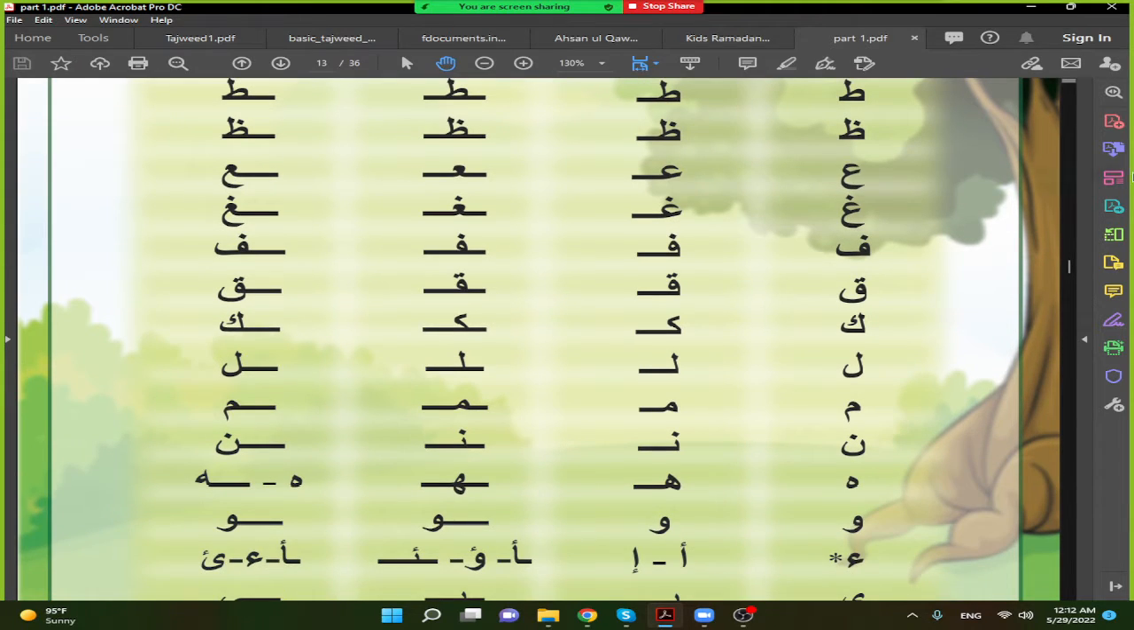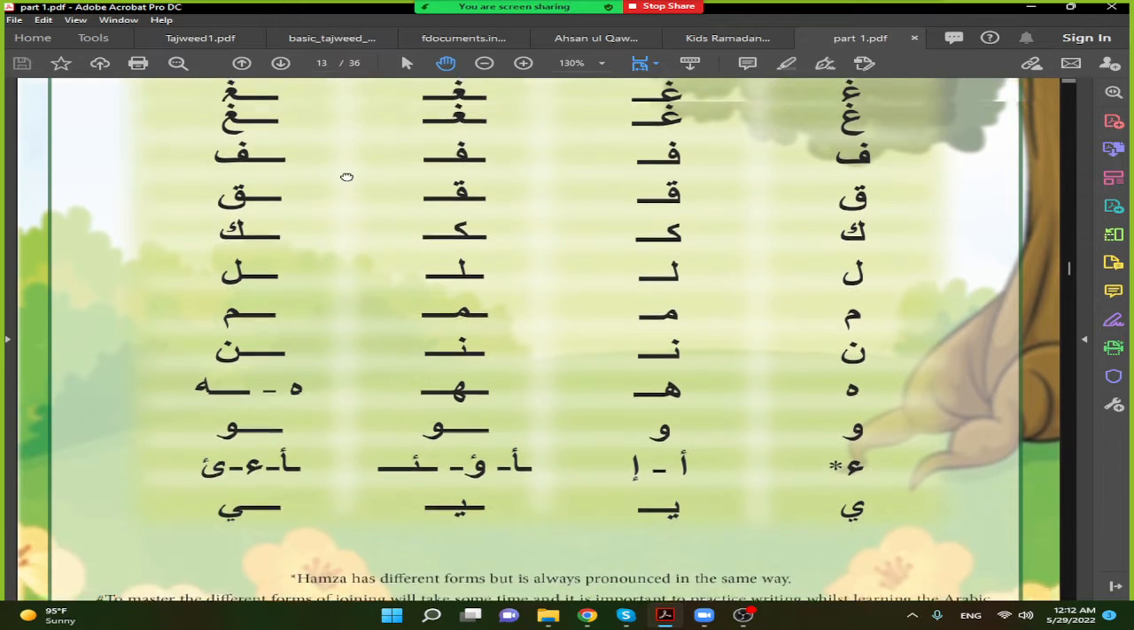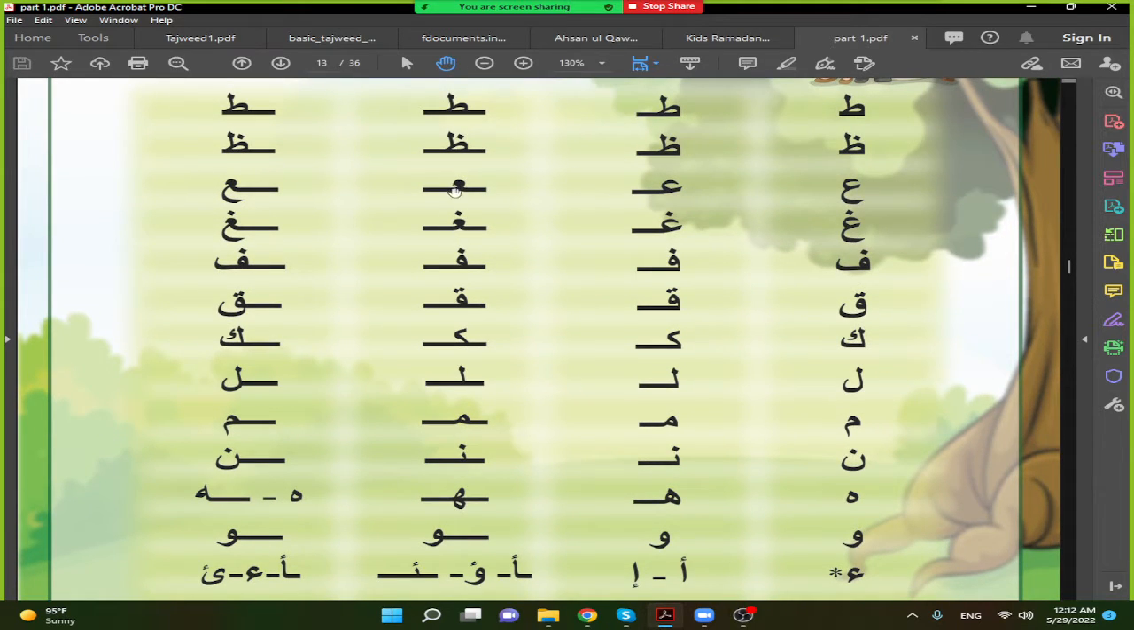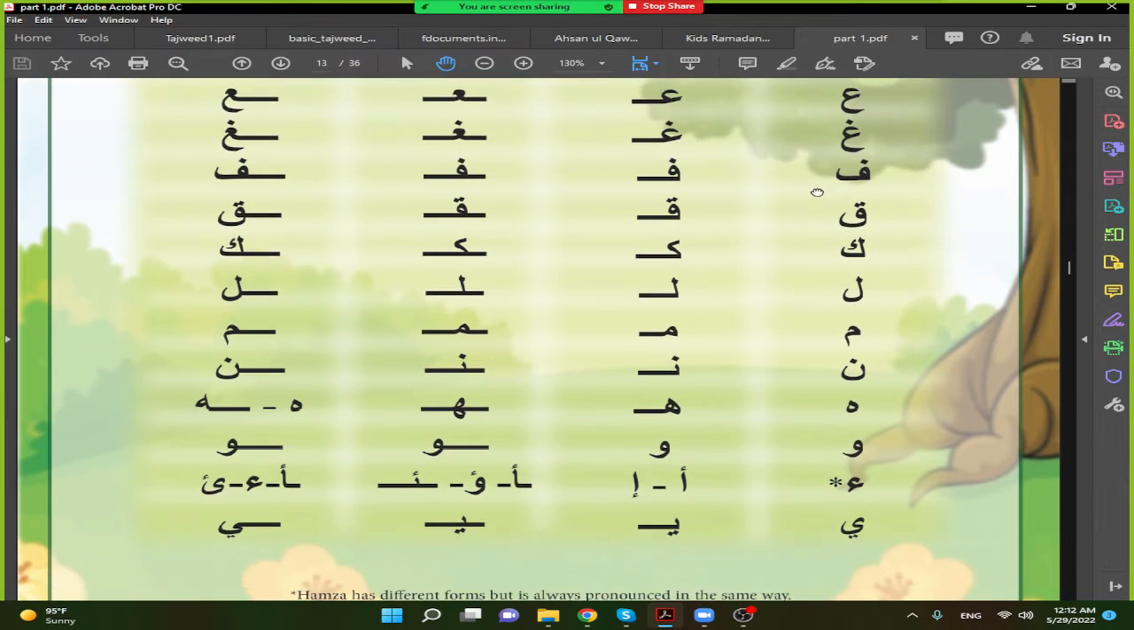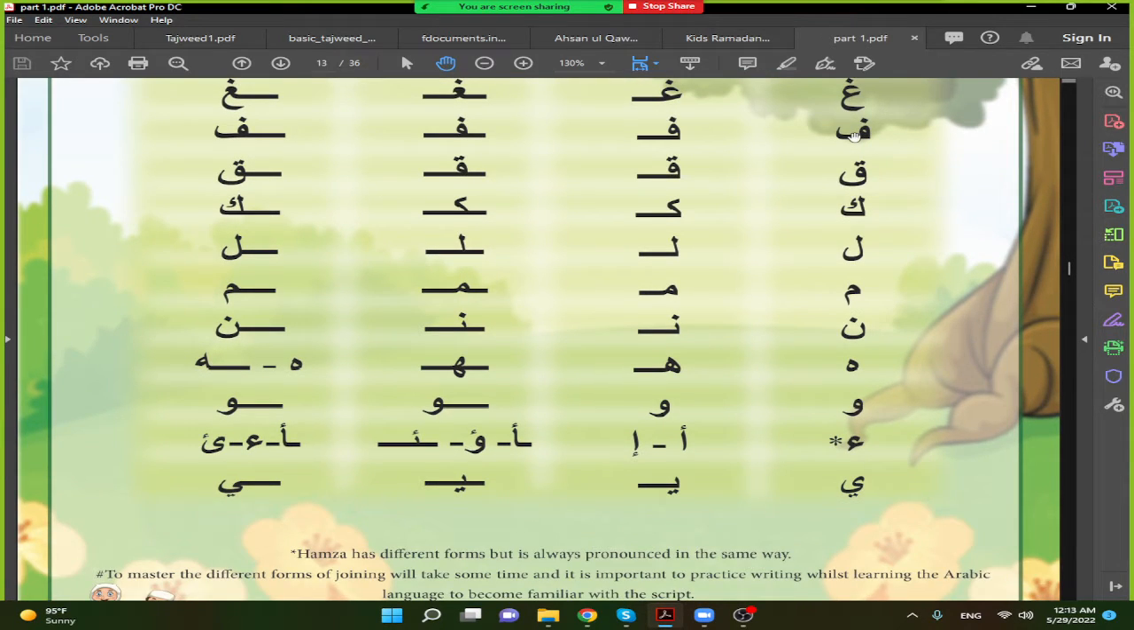Same for the next letter, but with one dot. What is it? Ghain. This one. Ghain. Okay. Do you understand the Ain and Ghain shapes? Yeah.